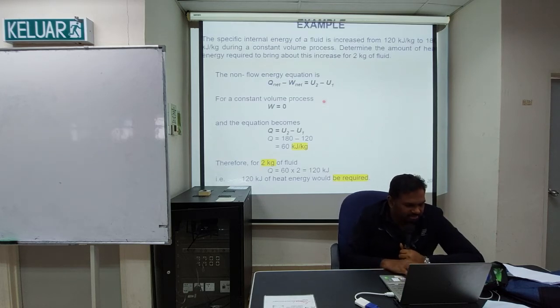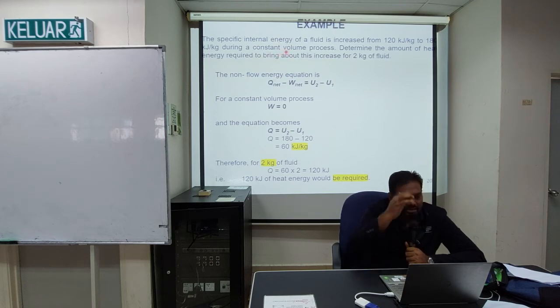Okay, another example. The specific internal energy of a fluid is increased from 120 kilojoule per kg to 180 kilojoule per kg during a constant volume process. Dekat sini pun dia dah bagi tahu constant volume. Okay, so you automatically know that the boundary work done is 0. Determine the amount of heat energy required to bring about this increase for 2 kg. So you cari per kg dulu, then you kali dengan 2. So kalau dia bagi you mass lah.